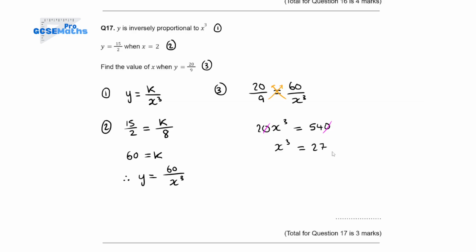Now they're not going to make you cube root or square root anything that is not already a cube or square number, so you should be able to recognize this is 3 cubed, so I can cube root. My answer is 3.